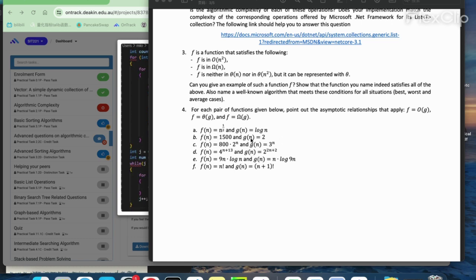So f(n) is not theta or omega of g(n), and so it's big O. So f(n) is equal to big O of g(n).